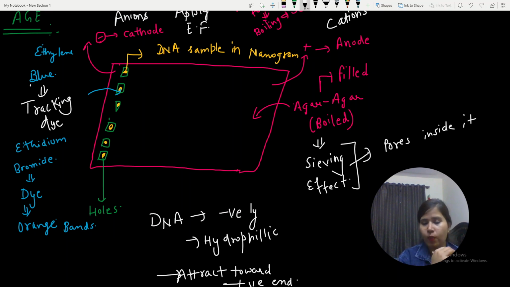So you have different segments. Some are big, some are small. Your desired gene is small, so you want to find your small desired gene, right? So you are adding your sample.